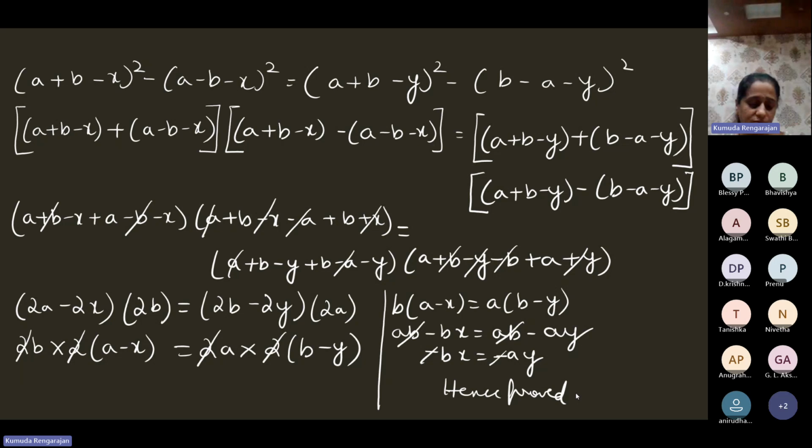So the takeaway from this working is, you can transpose in a situation like this. You can transpose accordingly and use the identity a squared minus b squared is (a plus b) into (a minus b).